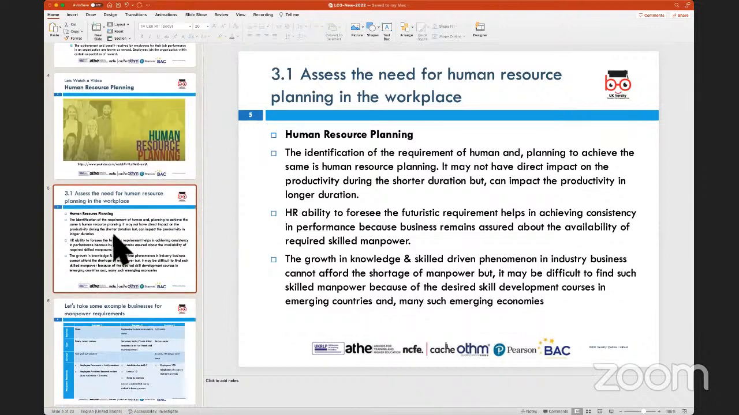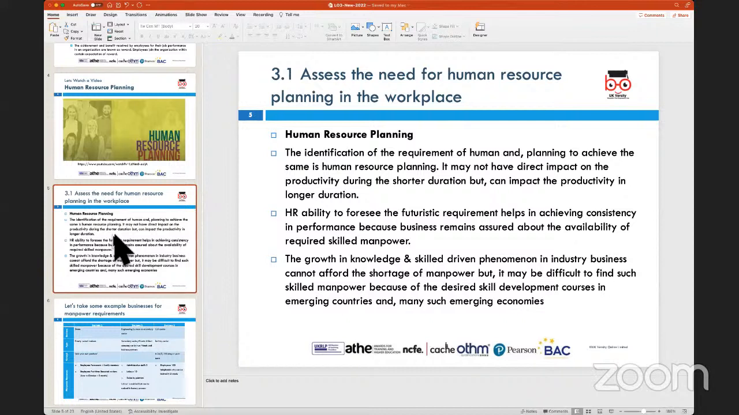Okay, so let's go into some of the assessment criteria. The first assessment criteria was an important part that we needed to understand so that we are able to address the assessment criteria, because they will revolve around the concept and process of human resources planning. The first assessment criteria talks about why HRP, or human resource planning, needs to be done in a workplace.